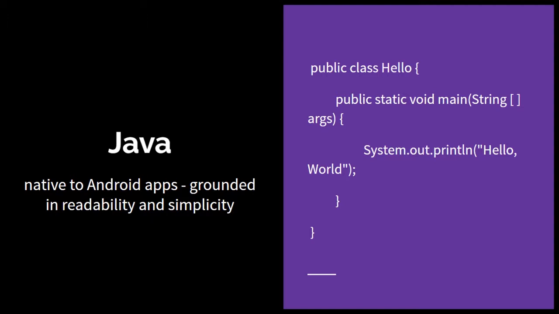So when we go to Java, you'll see it's native to Android apps, grounded in readability and simplicity. On the right hand side, you can see there's a lot of wrapping stuff with making the class and the main, but in the core of it, you can see system dot out. You want it to print out of the system hello world. So it's grounded in readability once you know the language.